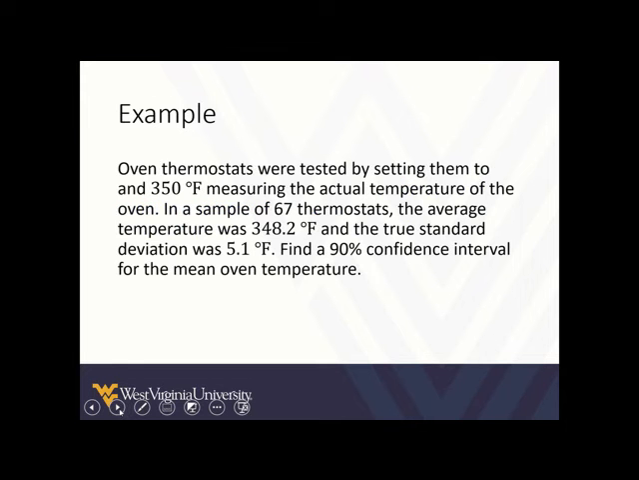So a quick example for this. Oven thermostats were tested by setting them to 350 degrees Fahrenheit and measuring the actual temperature of the oven. In a sample of 67 thermostats, the average temperature was 348.2 degrees Fahrenheit, and the true standard deviation was 5.1 degrees Fahrenheit. Find a 90% confidence interval for the mean oven temperature.